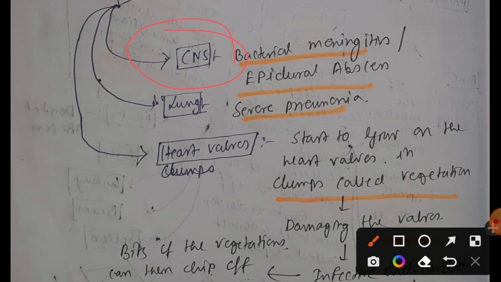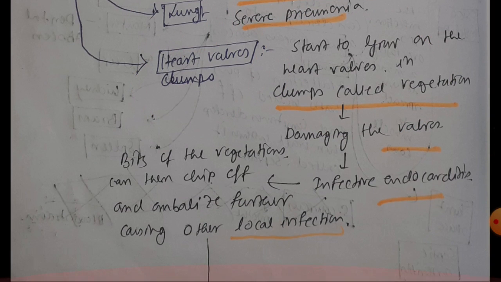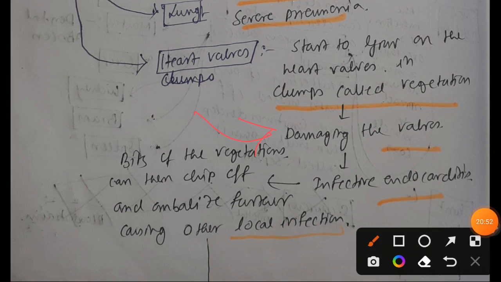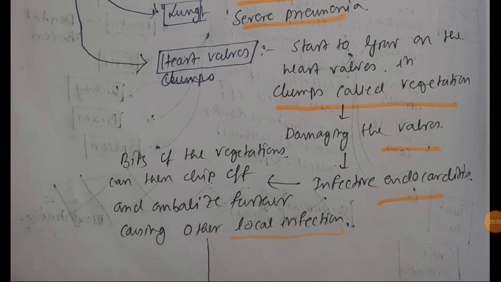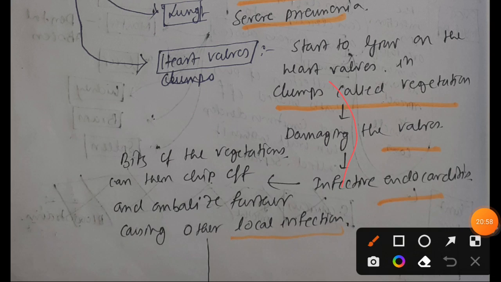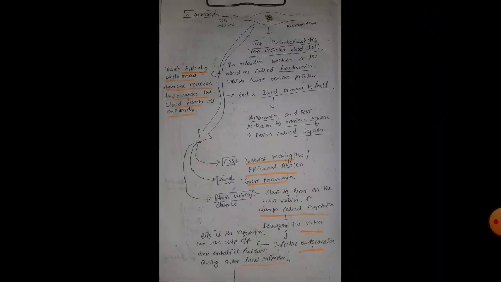our central nervous system, causing bacterial meningitis or epidural abscess. It can transfer to the lung, causing severe pneumonia, and it can also transfer to the heart valve, where the bacteria grow in clumps, causing vegetation. Okay, and this vegetation damages the valve, causing a situation called infective endocarditis, and bits of the vegetation then chip off and embolize further, causing other local infections. So that is one pathway.